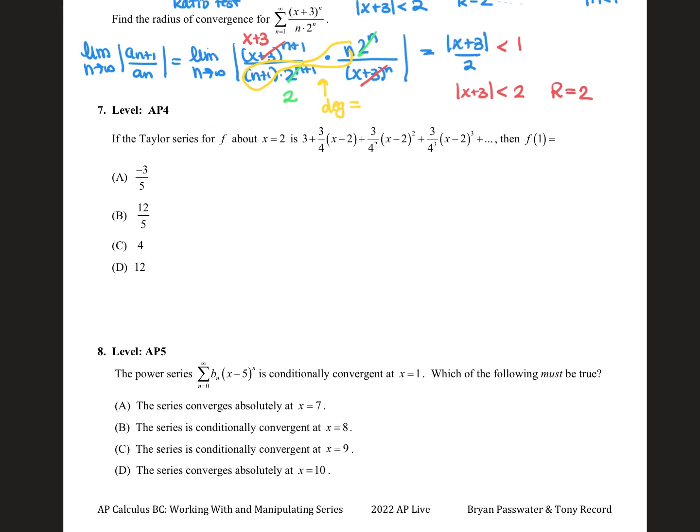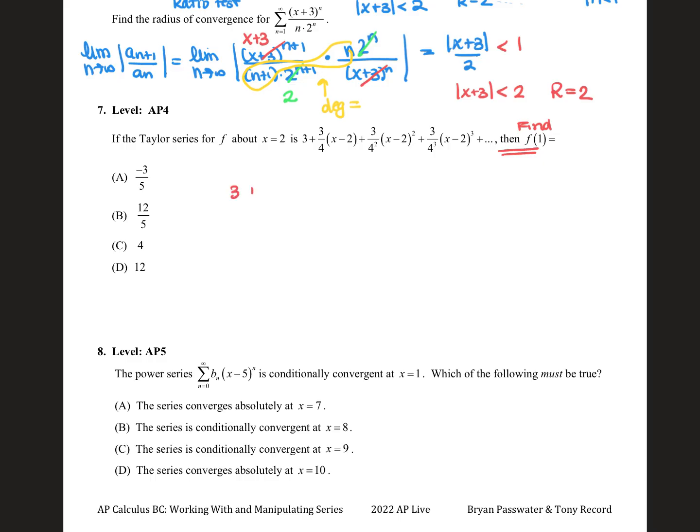The Taylor series for f about x equals 2 is given by this. Find f of 1. So they want us to know exactly what f of 1 is. It doesn't say approximate. It says find. It is not an approximate, which means we should be able to do it exactly. So the first thing I'm going to do is plug in 1.